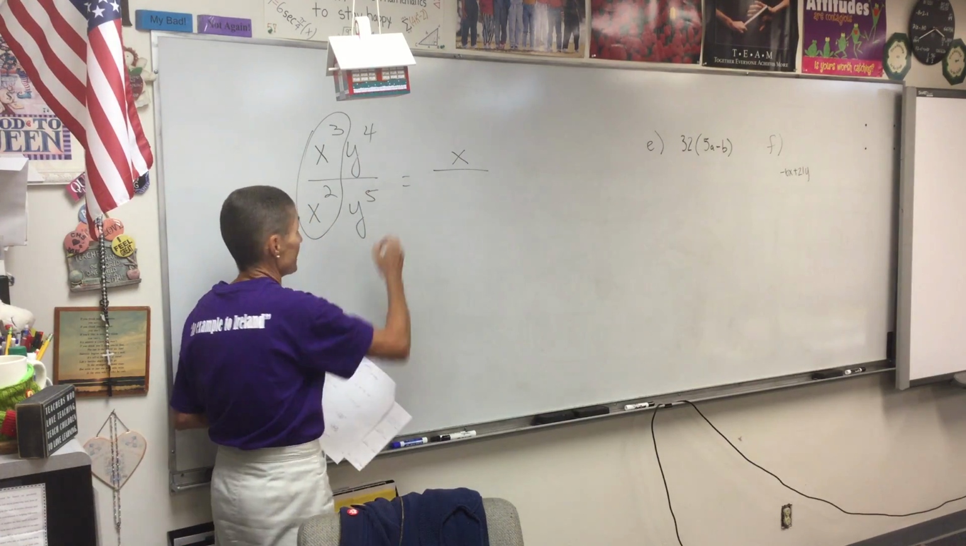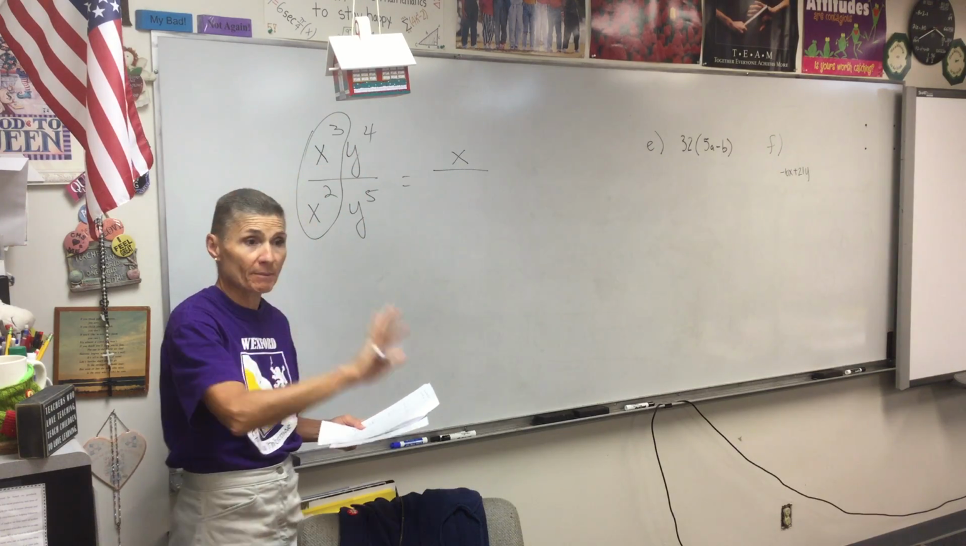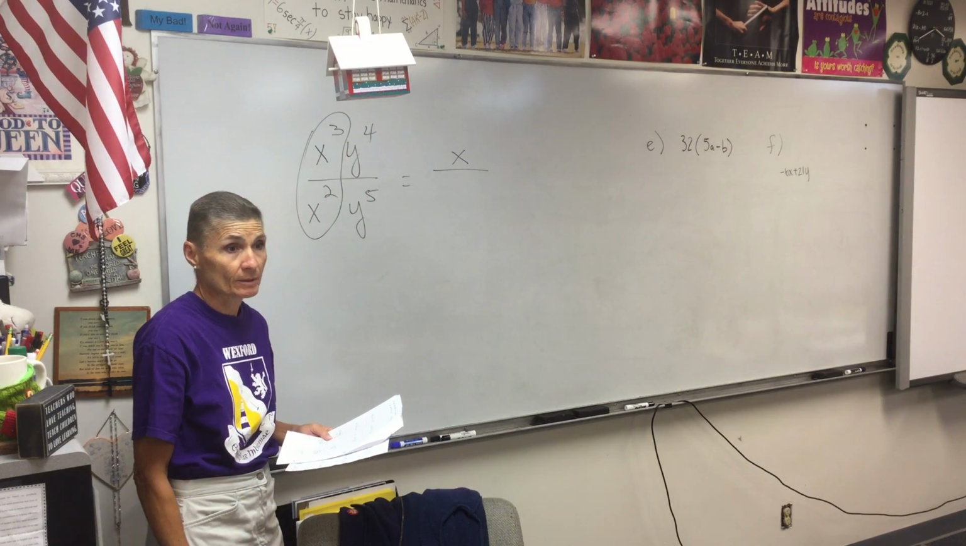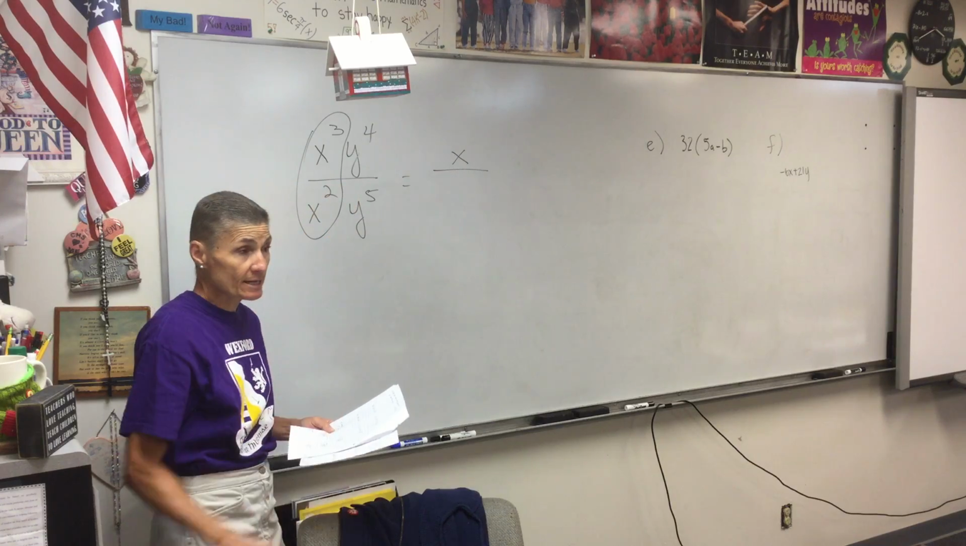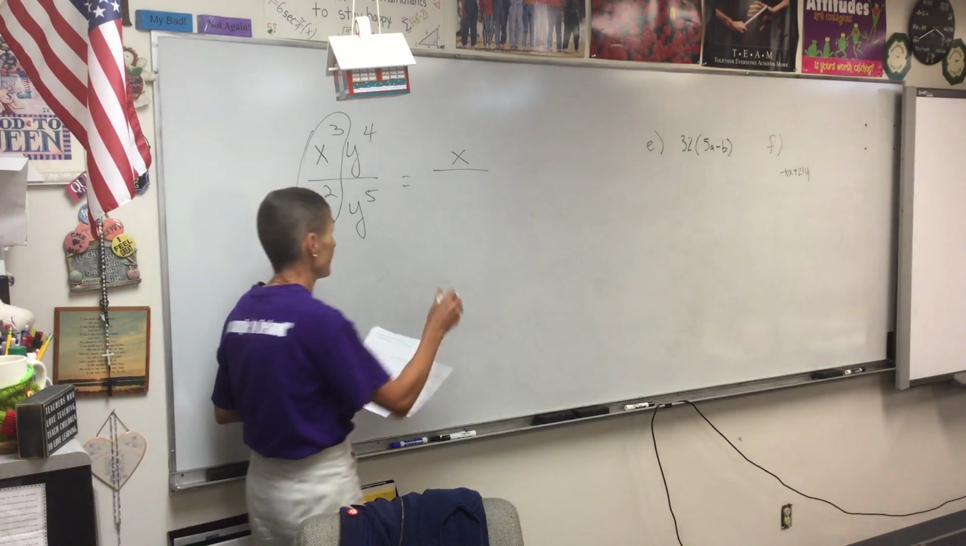Now look at your y's. Same idea. There are 4 of them on the top and 5 of them on the bottom. They're all going to start canceling out. You're going to have 1 left. Where's it going to be? On the bottom.